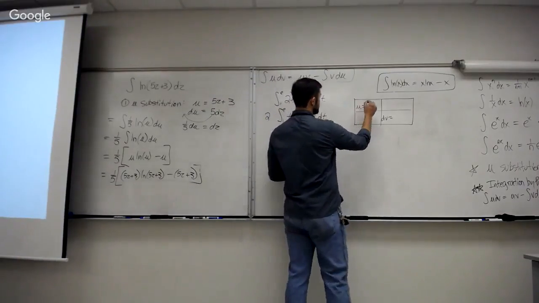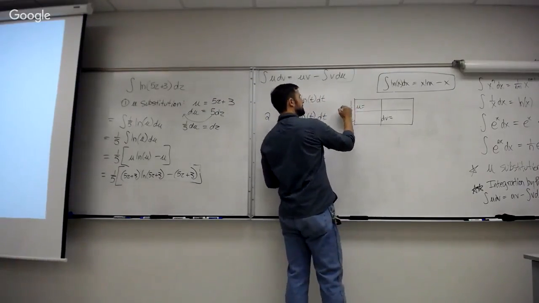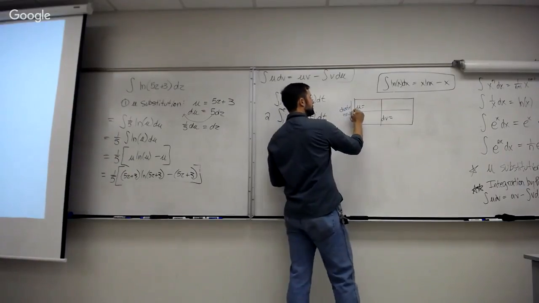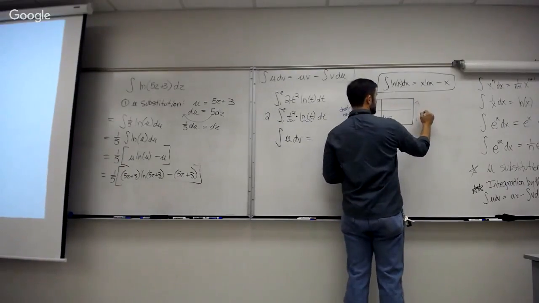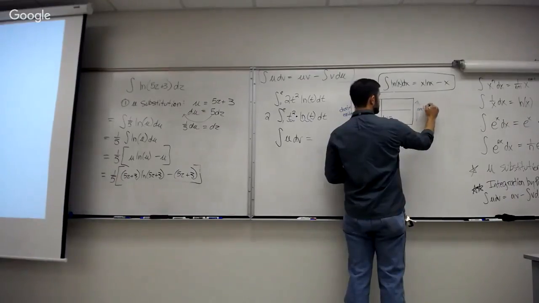I think that's a good choice. Let's take a look. This way we're doing the derivative, and we want it to get easier. And this way we're doing the antiderivative, and we want it to get not worse.